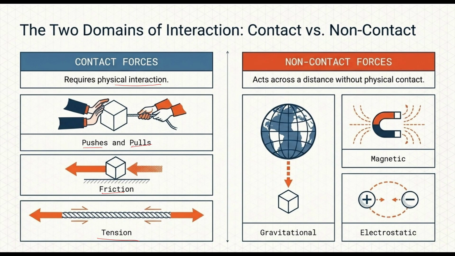Now let's check the non-contact forces. Non-contact forces act without physical contact. That is the difference, right? These include gravitational, magnetic, and electrostatic forces. Gravity attracts objects with mass. Magnetic forces act between magnets or magnetic material. Electrostatic forces occur between electrically charged objects. You have to understand these, as this will help us identify the forces or sources of forces in different situations.